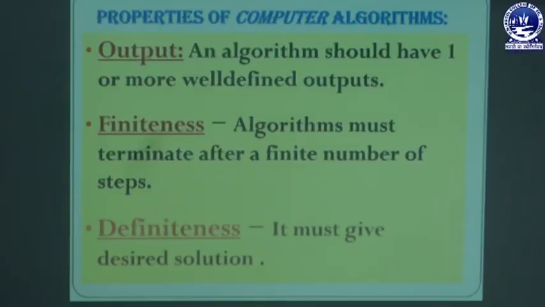And the last characteristic of the algorithm is definiteness. That means it must give the desired solution. What I just told you is that the algorithm should give us the desired solution. If I want to develop an algorithm for addition, and I input 15 and 10, the algorithm should give me 25. If the algorithm gives me 150, that means the algorithm is not giving me the desired solution. We cannot call those instructions an algorithm.